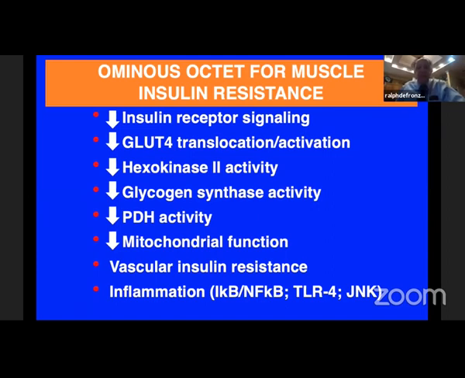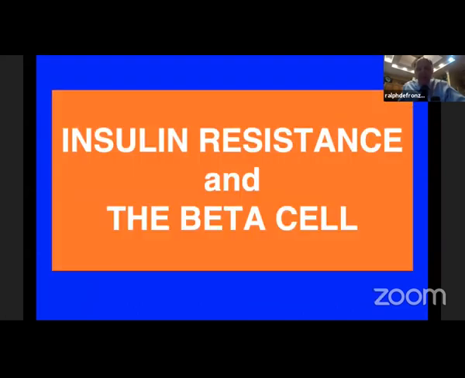Insulin receptor signaling doesn't work. The glucose transport system doesn't work. The ability to activate hexokinase and phosphorylate glucose is impaired. Glycogen synthase doesn't work. PDH doesn't work. And I haven't discussed the mitochondrial dysfunction and inflammation because of time, but there are these other multiple defects as well. Now, I also told you that there's insulin resistance at the level of the beta cell.